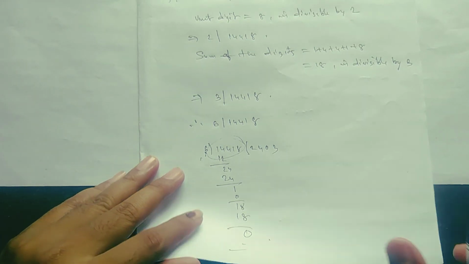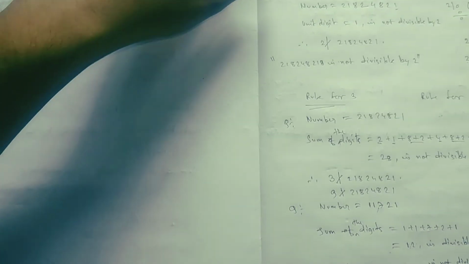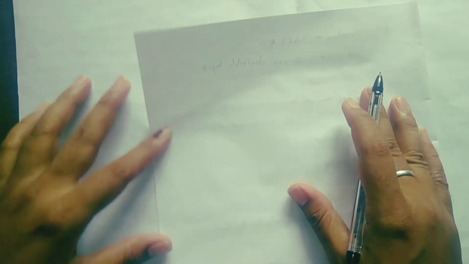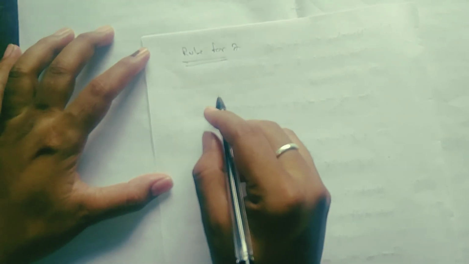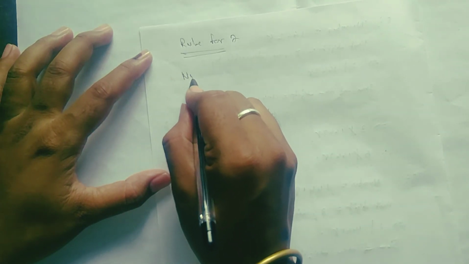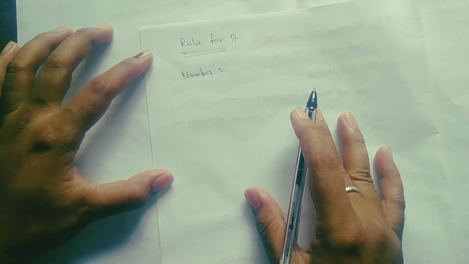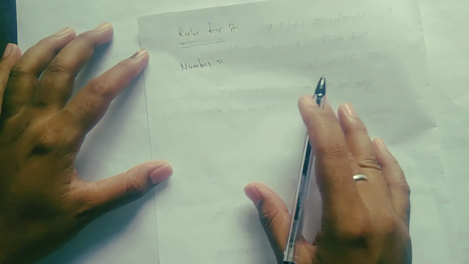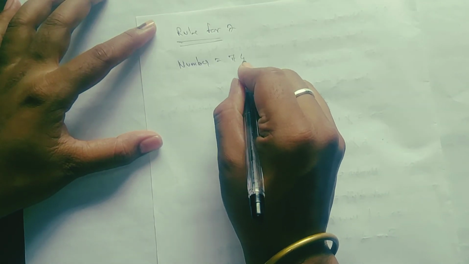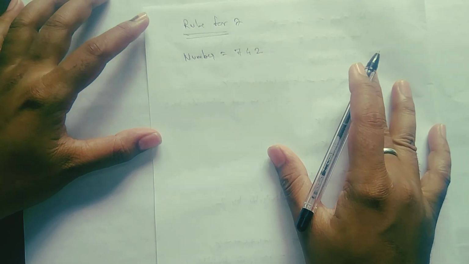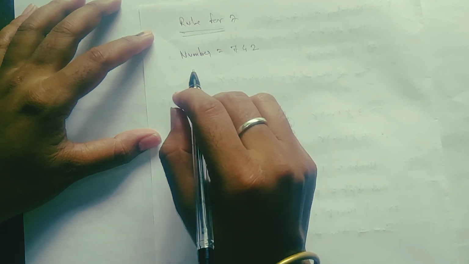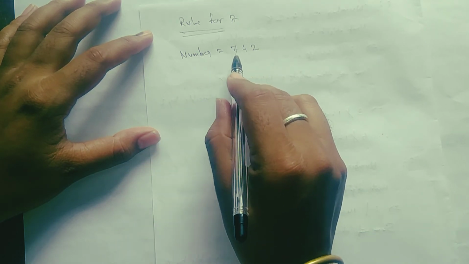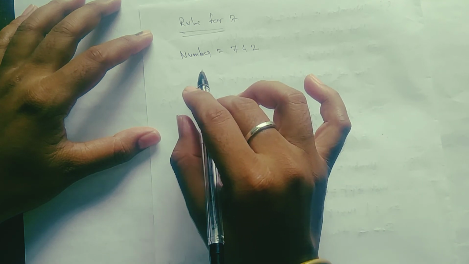Now we go for the rule for 7. So here the rule is that if we take a number, let's take the number 742, a very simple 3-digit number. In this case, what we're going to do is find the difference. What type of difference?